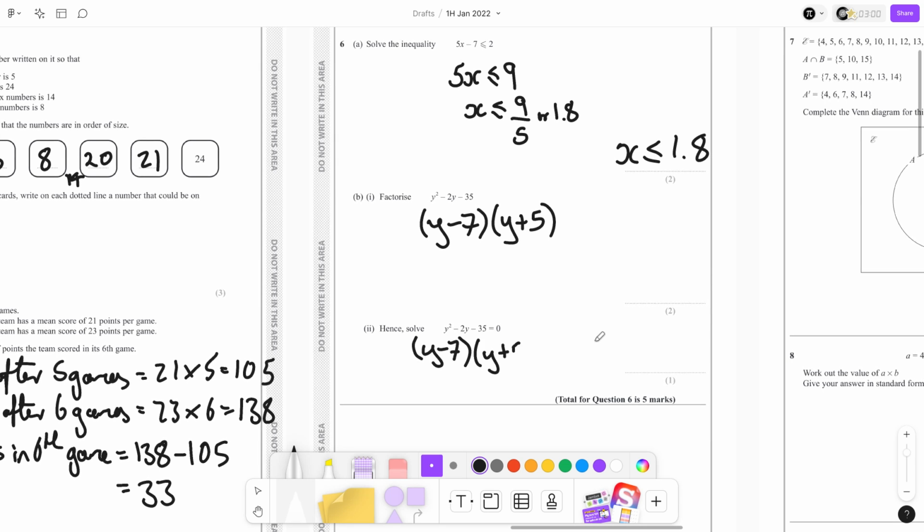Hence solve this. (y minus 7)(y plus 5) equals 0. So either this bracket equals 0 or this bracket equals 0. So if y minus 7 equals 0, then y equals 7. That's one of our answers. Y plus 5 equals 0, then y is minus 5, which is the other of our answers.